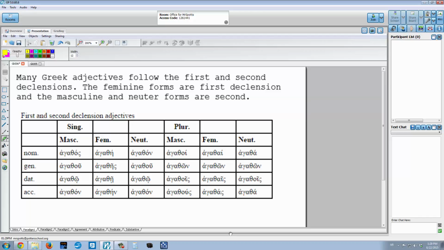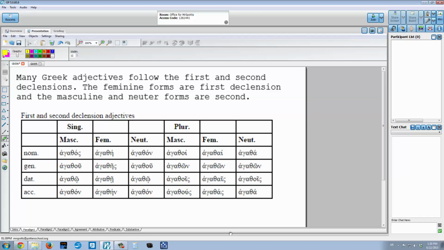All right, let's look at a paradigm. Paradigm, by the way, does not mean 20 cents. It just means something that is an example. And here is an example of a Greek adjective. Many, many adjectives follow the first and second declensions.